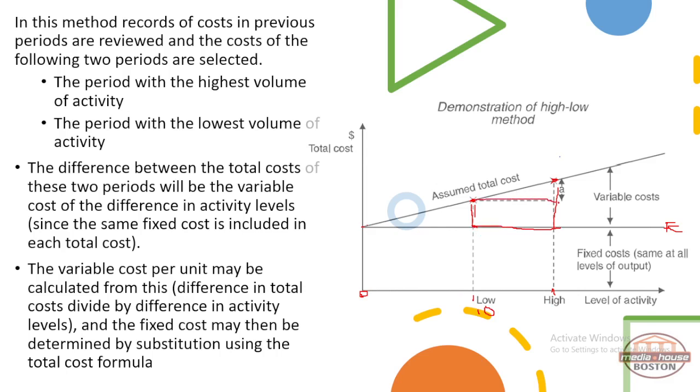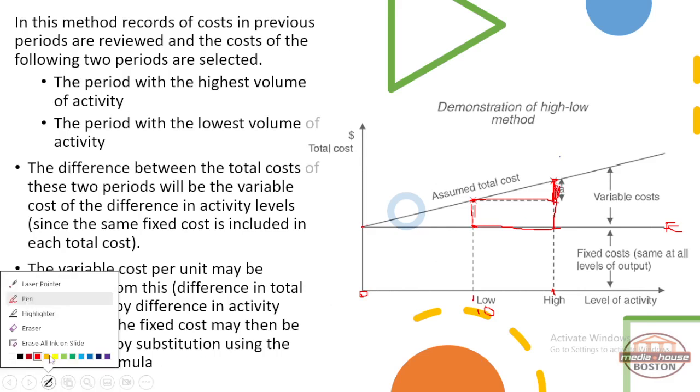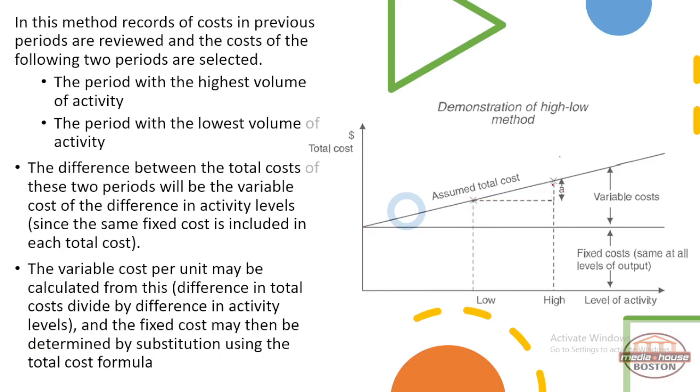But again, this cost surpassed this one because of the increase in the activity by this gap here, which is represented by A. So that will be the gap that represents the changes, which is the variable cost, because the fixed cost here is still the same, but here we've got a slight increase. That slight increase, which is A, is only caused by the variable cost because more units were produced.